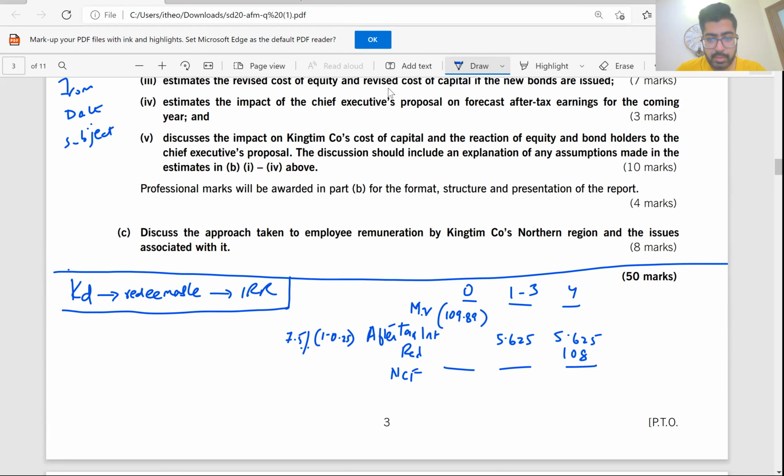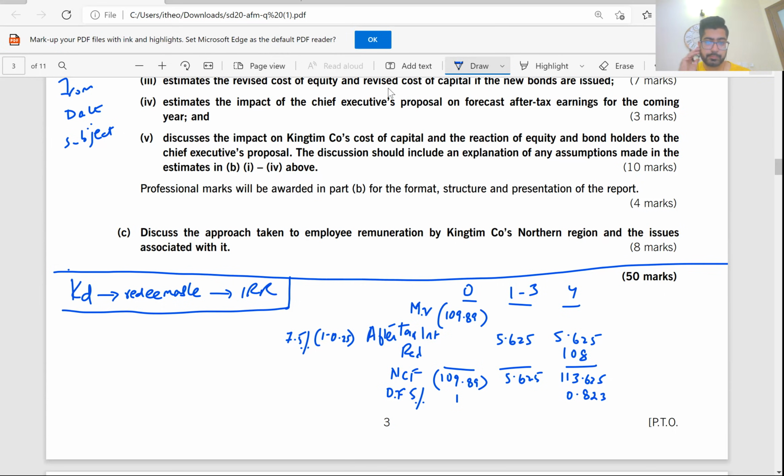Net cash flows: 109.89, 5.625, 113.625. Discount factor. For IRR, you can take any 2 discount factors. Let's suppose the first one I took 5%. Your 0 factor is 1. Your 4 factor is 1 divided by 1.05 power 4, 0.823.